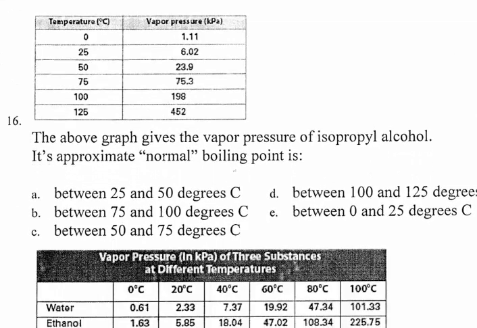Okay, moving along. Here we have this next one. The above graph gives the vapor pressure of isopropyl alcohol. Its normal boiling point is, now normal again, remember that's 1 atmosphere. So 1 atmosphere is 101.3 kPa. So between 75 and 198, that's 101. So the normal boiling point has to be between 75 and 100. So right there I see the answer to the question is B.